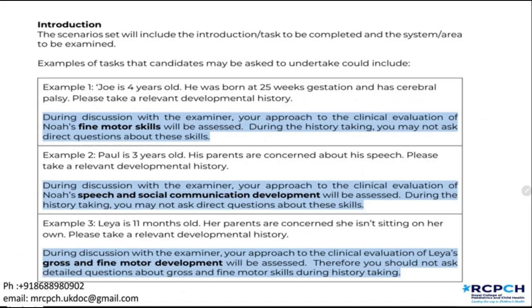So this is how the task will be given to the candidate in the candidate information sheet. So for example, Joe is 4 years old. He was born at 25 weeks gestation and has cerebral palsy. Please take a relevant developmental history. And during discussion with the examiner, your approach to clinical evaluation of the gross and fine motor skills will be assessed. Okay, so this is how the task will be given to the candidate.